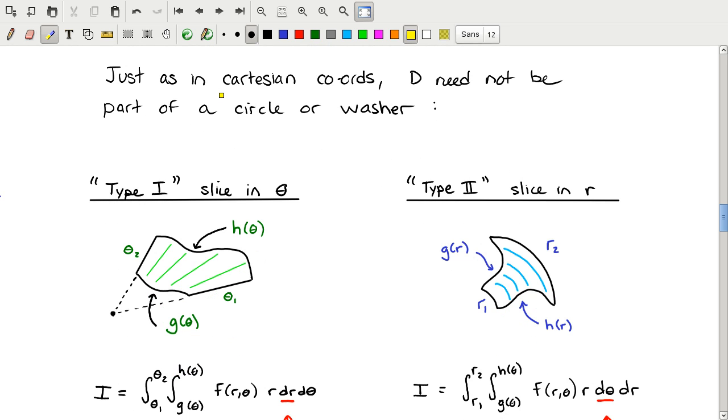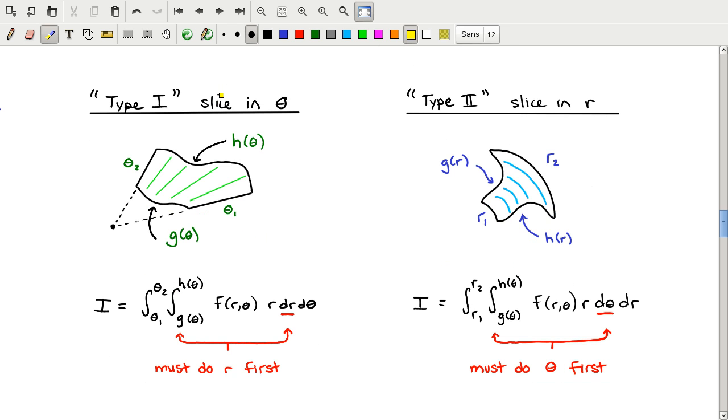So a couple more things. We saw in Cartesian coordinates that our domain didn't need to be a rectangle. So in polar coordinates, our domain does not need to be a slice of a washer. Analogous to the so-called type 1 and type 2 in Cartesian coordinates, there are two common ways of having non-straight or non-simple domains in polar coordinates.